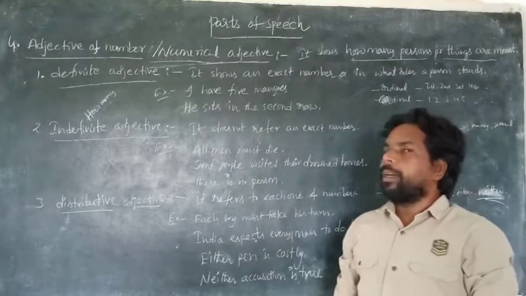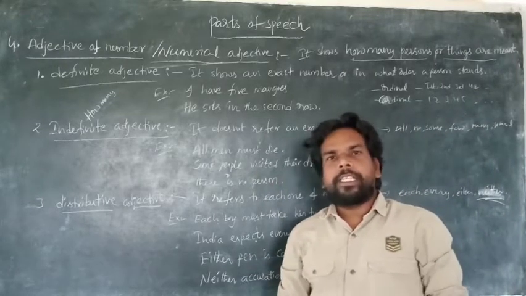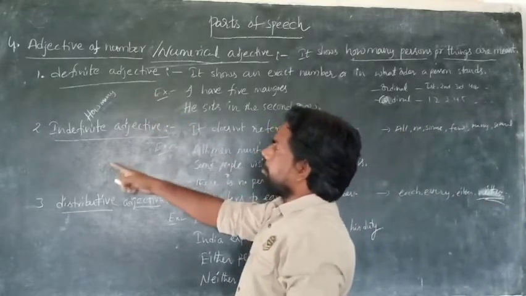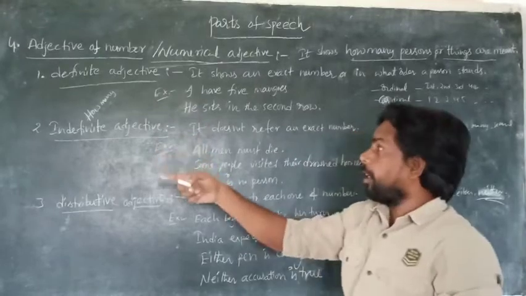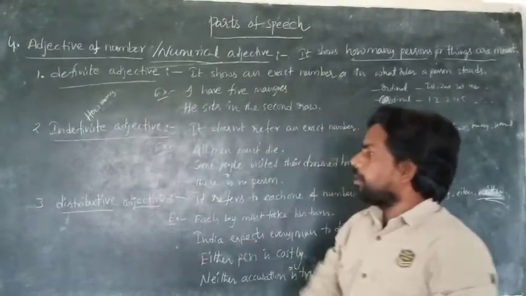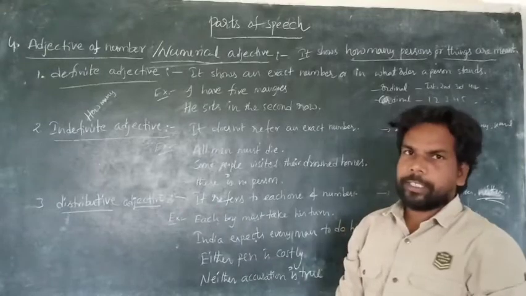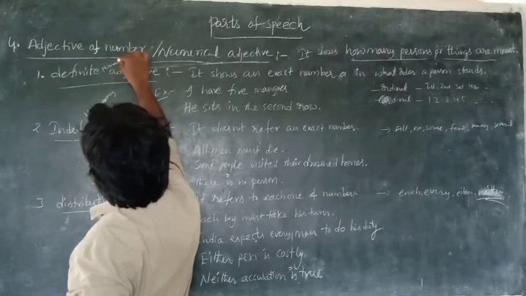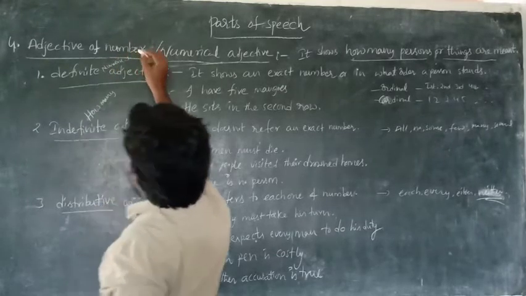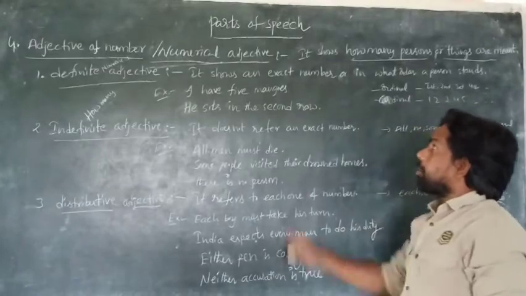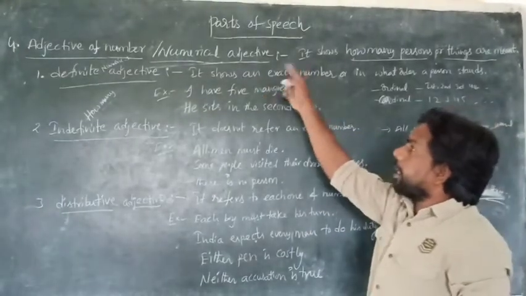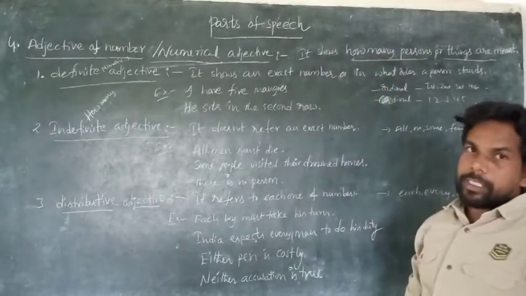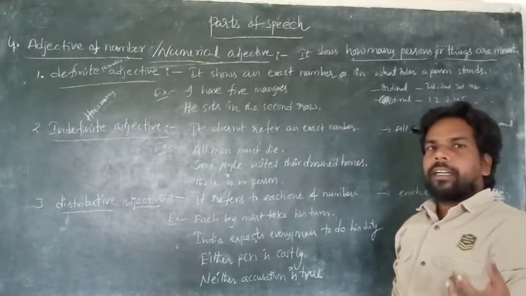Here, adjective of number is divided into three types: definite numerical adjective, indefinite numerical adjective, and distributive numerical adjective. Is it clear? So, definite numerical adjective means it shows an exact number. Definite adjective of number shows how many persons or things are meant.